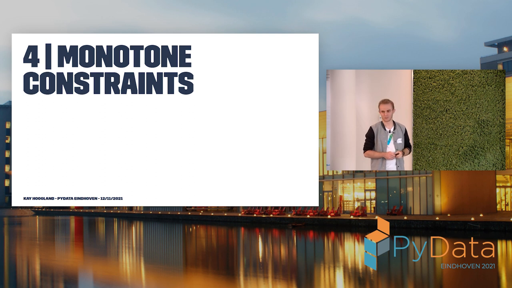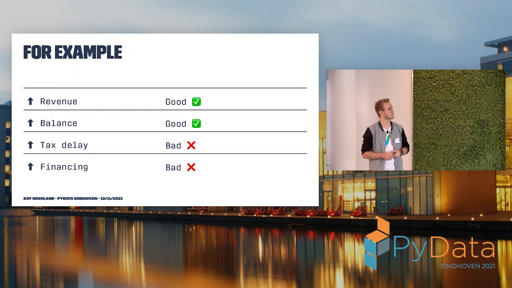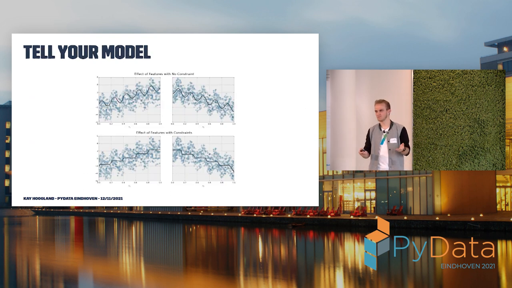Then there's also monotone constraints that we're currently experimenting with. For example, there are a few features that always contribute to the approval or always negatively impact the decision. For example, if you have more revenue with your company, then the probability to be approved is, of course, a lot bigger. But also, if you have a balance that is good over time, then that also contributes well. But if you have a tax delay, then it's not. And if you have other financing parties as well, then it's also not. But how can you explicitly tell your model?